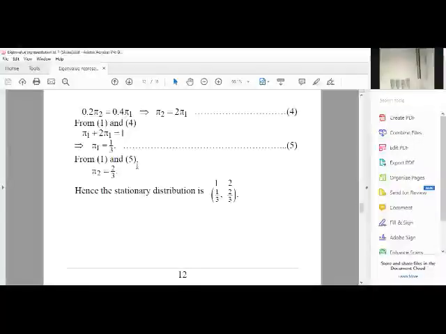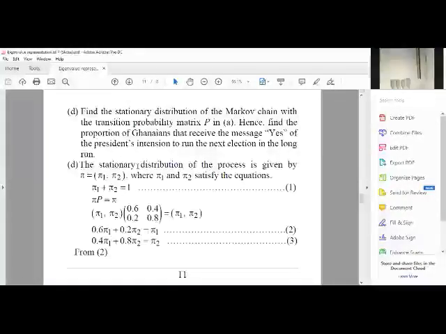So what is pi 1? Pi 1 is what? 1 over 3. 1 over 3. And pi 2 is 2 over 3. Alternatively, if you want to use your calculators, are you with me? Please, are you with me?